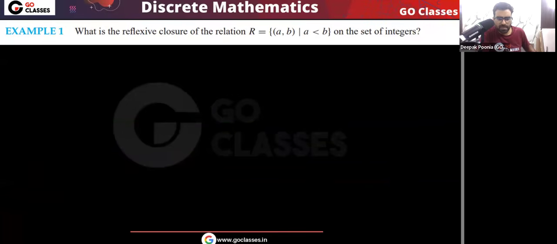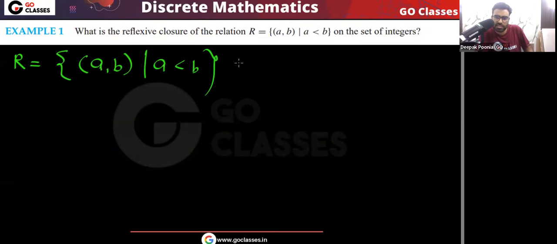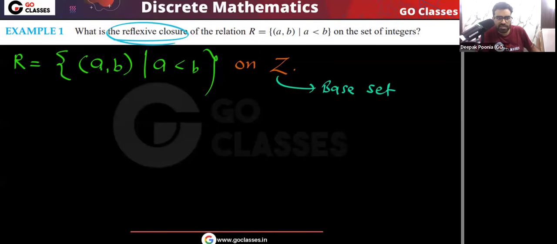Tell me the answer for this question. What is the reflexive closure of relation R on the set of integers? The relation R is given to you: (a, b) where a is less than b, on integers. This integers set is the base set. Tell me, does this relation R already satisfy the reflexive property? No, it does not satisfy the reflexive property. What will be the reflexive closure?